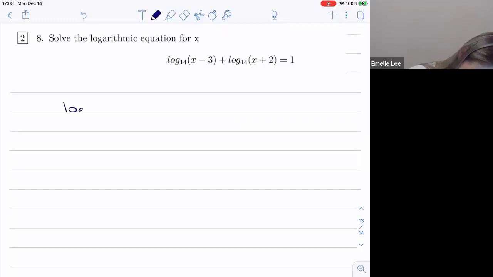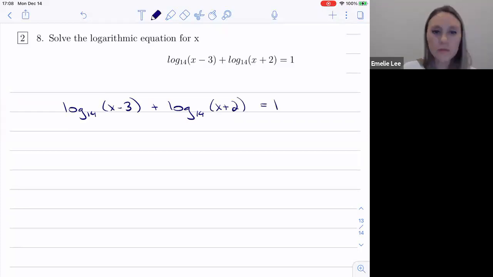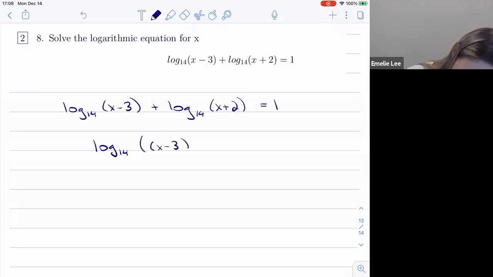So we have the log base 14 of x minus 3, just writing out the question, plus the log base 14 of x plus 2 is equal to 1. From the log laws, I know I can combine these as one log, so log base 14 of x minus 3 times x plus 2 is equal to 1.